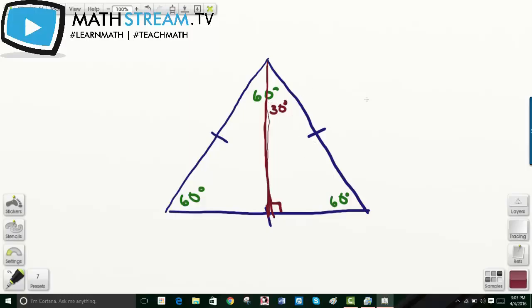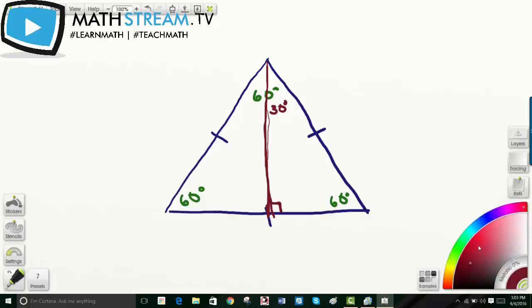And if you look at this triangle that we've created, we have a 30, 60, 90 triangle. So if you take a 60, 60, 60 triangle, or an equiangular, and cut it in half, we get 30, 60, 90. Now why does that matter to us? Well, primarily it helps because we're trying to figure out the missing side lengths.